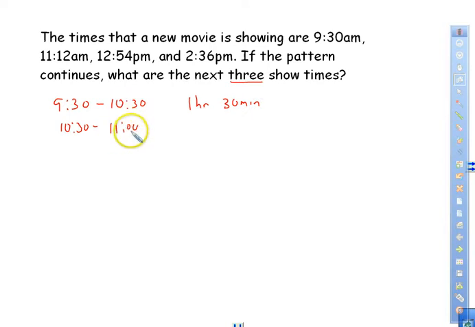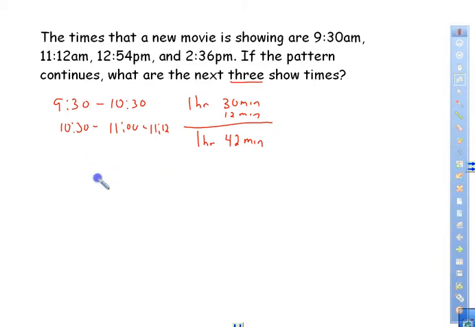And from 11 to 11:12 is just 12 more minutes, going from 0 to 12. So I add 12 more minutes to my minutes, and I get 1 hour and 42 minutes. Let's see if that is the pattern. Instead of multiplying, with time it's most likely always adding something onto it, but we need to double check.